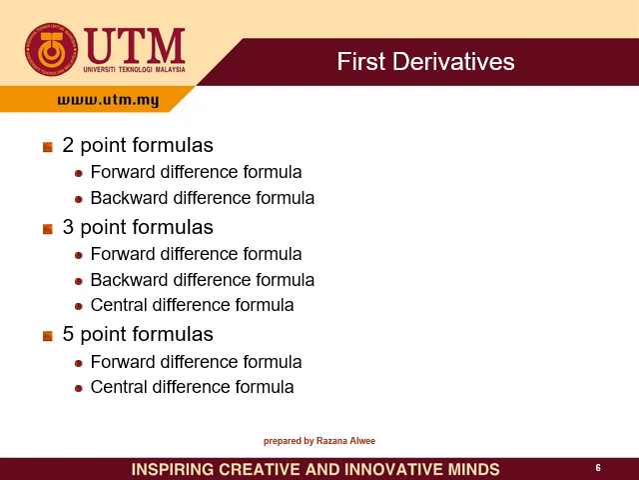Okay, to find the first derivatives using the Taylor polynomials formula, we have three main point formulas here. The first one is the 2 points. In the 2 point, we will have a forward and backward difference formula. For the 3 point formulas, we have 3 types: the forward difference, backward difference, and central difference. For the 5 point formulas, we will have forward and central difference formulas. So these 2, 3, 5 point formulas here are used to find our first derivative, which is f prime x here. Okay, all these formulas are based on the previous Taylor polynomials, the infinite Taylor polynomials.